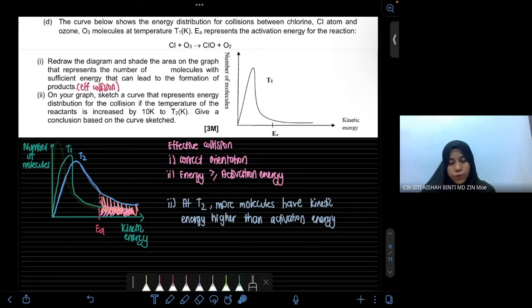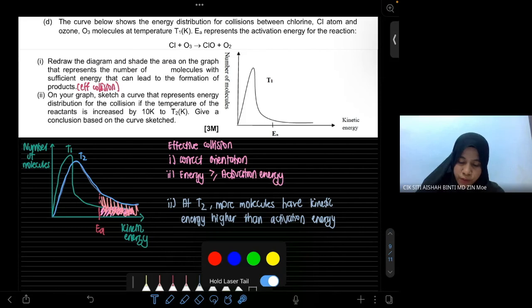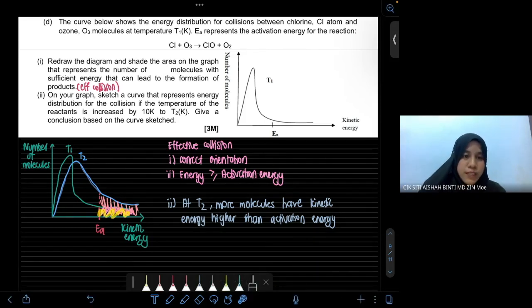Itu sahaja untuk question number. Okay, so for your Maxwell Boltzmann tu, kamu kena faham yang the one that lead to the formation of product, maknanya dekat sini je lah. Dia nak tunjuk dekat kamu number of molecule tu banyak mana. Dia suruh kamu shape the number of molecule that leads to the formation. Okay.